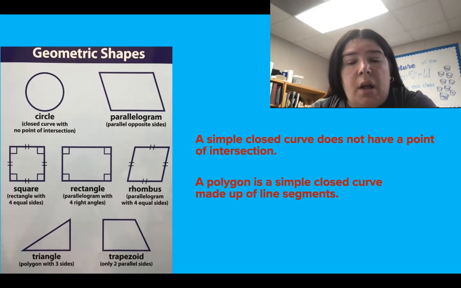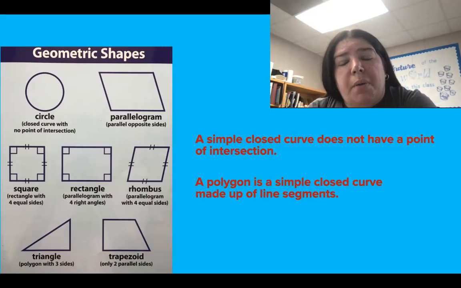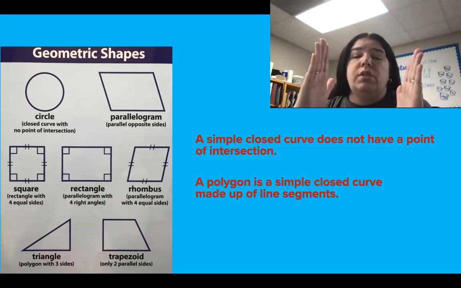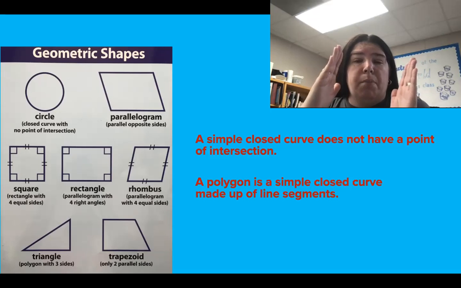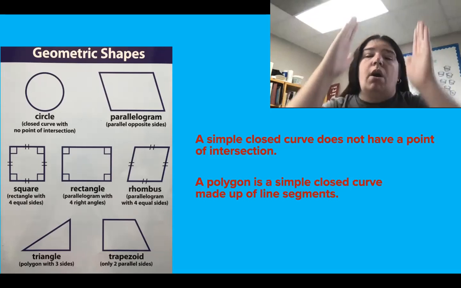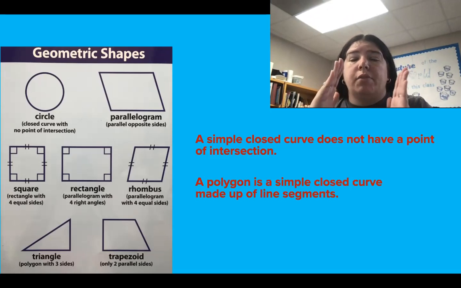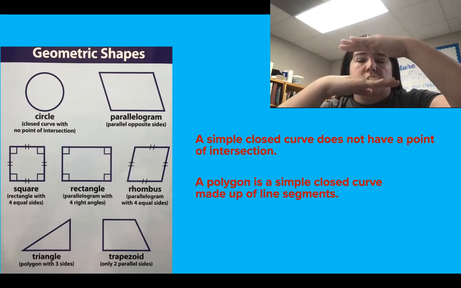Okay, there are some more polygons we're going to talk about. You can see on the picture a square is a polygon because a polygon has line segments, and the square is made up of line segments. This parallelogram, if you can see on my picture here, has 2 sets of parallel lines. Remember, we talked about parallel lines never meeting. They can go on and on, up or down, side to side, without touching. The parallelogram has 2 sets, one this way and one this way.